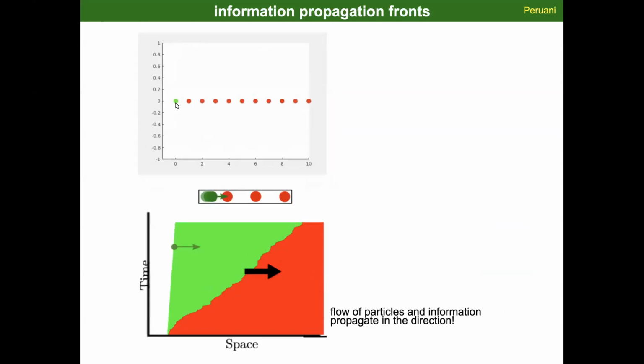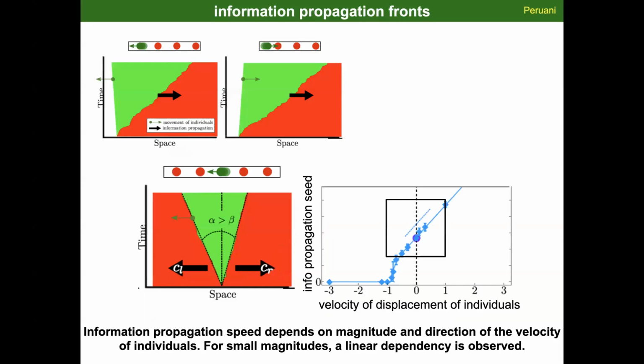And now you can think of a different situation. Basically, you start with the guy here in green, but moving to the right. In this case, the system will behave this way, as I show you here, which means that the flow of particles and information propagate in the same direction. And basically, these are the 2 examples I showed you before.